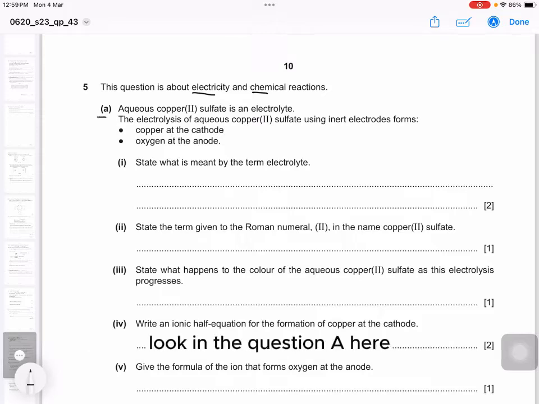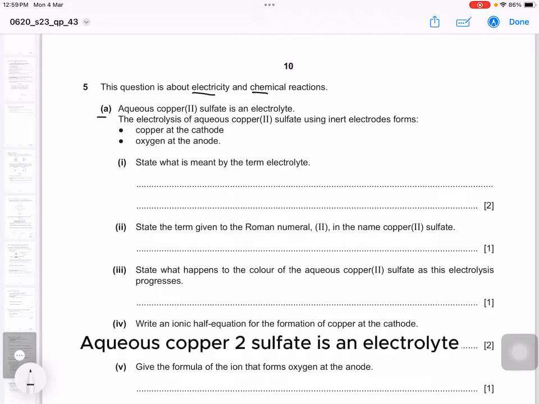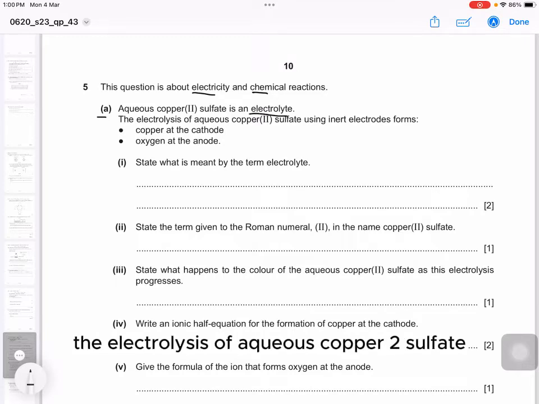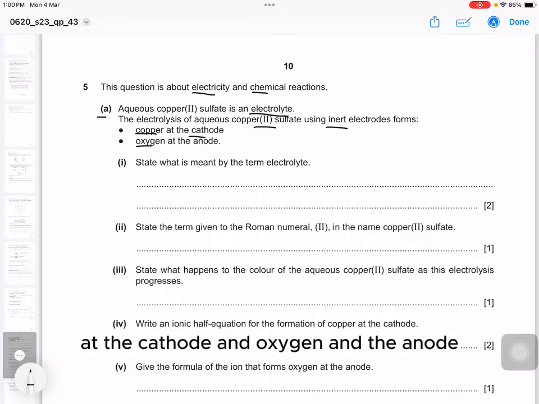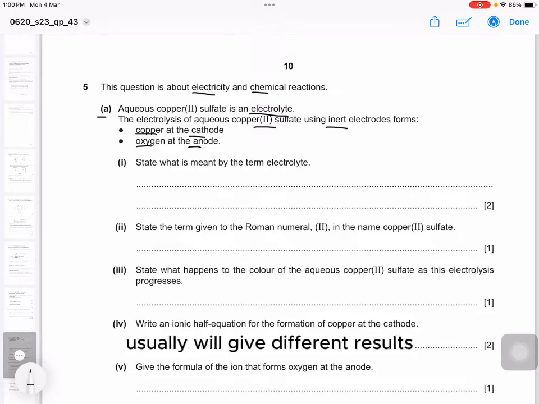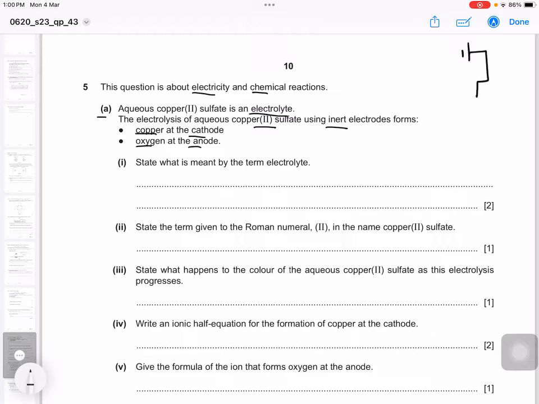Look into question A here. Aqueous copper sulfate is an electrolyte. The electrolysis of aqueous copper sulfate using inert electrodes forms copper at the cathode and oxygen at the anode. So electrolysis of the solution usually will give different results depending on the electrode we use. So let me draw the diagram for you for electrolysis using inert electrode.